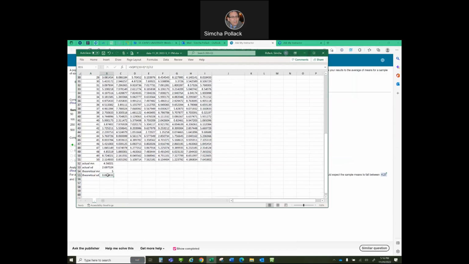What's happening? The answer is around 2.8. I made a mistake here. The square root of 10 minus 0 squared is 100. I mean, it's 10 squared, or 100, divided by 12 is around 8.33. The square root of 8.33 is about 2.8 something.